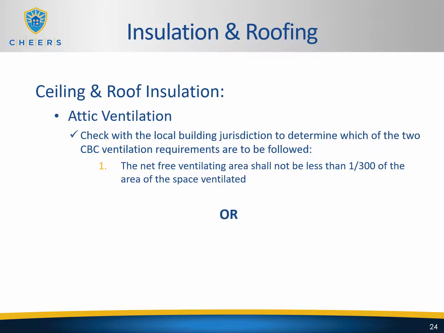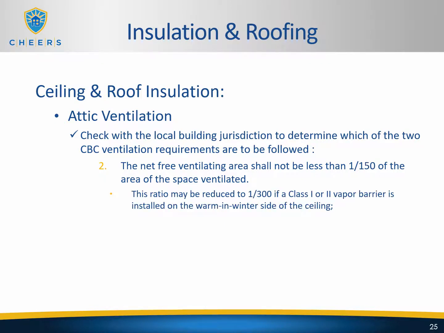Now, there are two options given within the CBC. Builders will need to check with the local jurisdiction because different jurisdictions will have different requirements. The first option is to have your net-free ventilation area be not less than 1/300th of the area of the space ventilated. The second option is to have the net-free ventilating area be not less than 1/150th of the area of the space being ventilated. So either it's going to be 1 in 300 or 1 in 150. Again, it's going to be up to the local jurisdiction to decide which option they want. Now for option 2, that ratio can be reduced to 1 in 300 if a class 1 or 2 vapor barrier is installed on the warm-in-winter side of the ceiling.